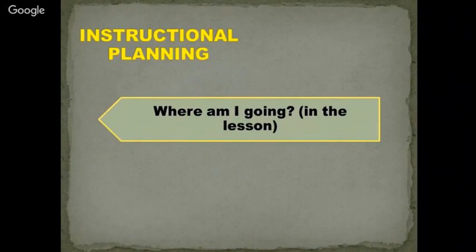For example, for today's lecture, the objectives were that after the topic is over, students will be able to define lesson planning, they will be able to explain the significance of lesson planning, they will be able to describe the general principles of writing a lesson plan, or they will be able to describe 3 stages in a lecture. So these are the objectives. Okay, so first question is, where am I going? That is, what are the objectives?